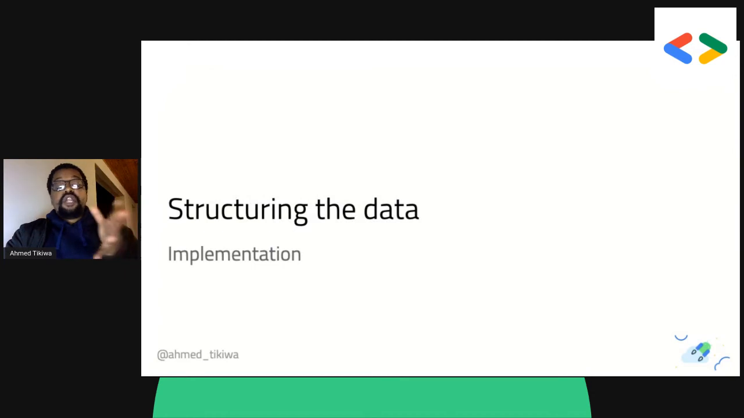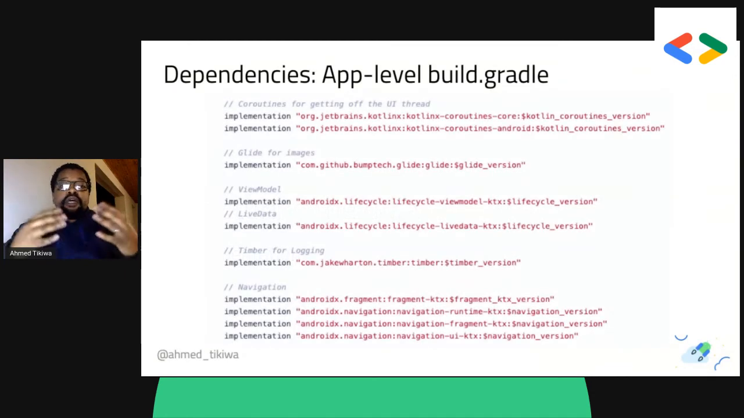Okay, so now moving on to the implementation. So the dependencies within the app level build Gradle file. As you can see there at the top, I've got Kotlin X coroutines to basically be able to have coroutines implemented in my app smoothly to get off the UI thread. Then I also use Glide, which is basically an image loading library.